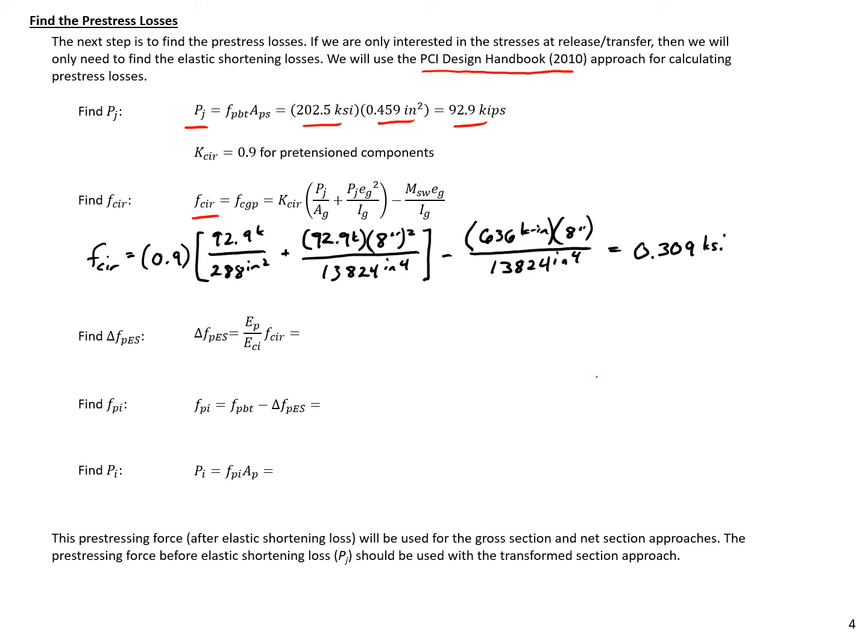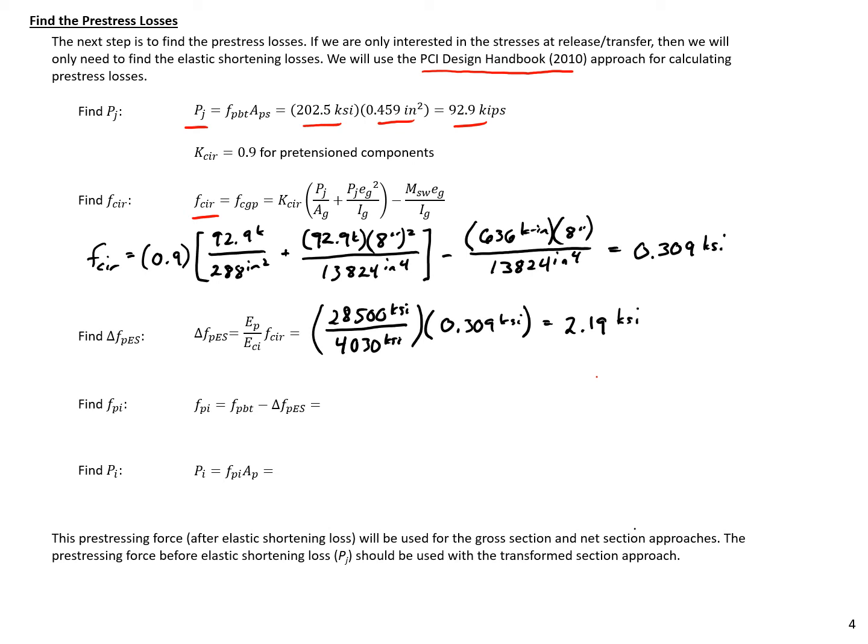We can use this times our modulus of pre-stressing divided by our concrete modulus at release. So 28,500 divided by 4,030 times the stress that we just found, 0.309 KSI, will give us an elastic shortening loss of 2.19 KSI.